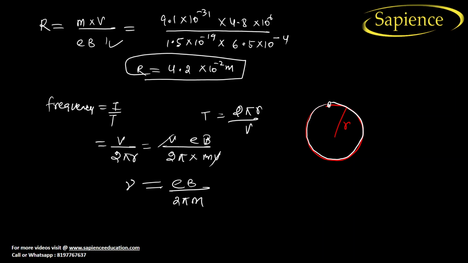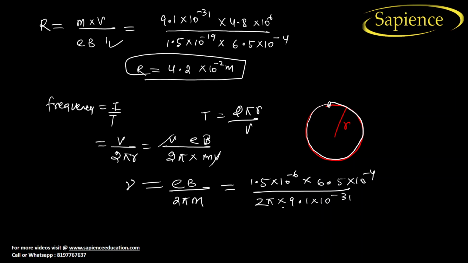Now if you put the values, that is equal to 1.6 into 10 to the power minus 19 into the magnetic field. The value of the magnetic field is 6.5 into 10 to the power minus 4, divided by 2 into pi into mass. The mass of the electron is 9.1 into 10 to the power minus 31. So just calculate it. When you calculate it, I think you will get 1.82 into 10 to the power 6 hertz.